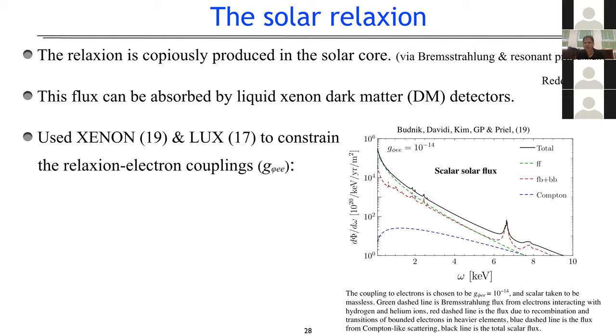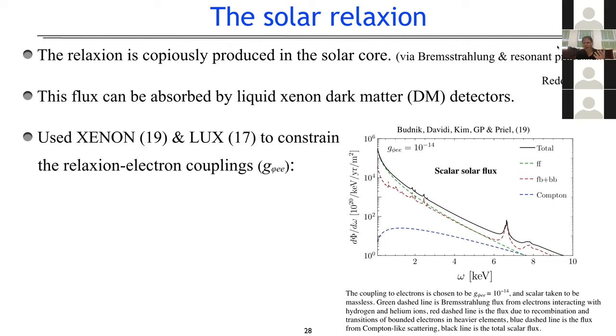So I think I will not tell you about the precision frontier stuff, but I will tell you about our thoughts associated with xenon, okay? Because there are some nice things here, which maybe go beyond the xenon thing.